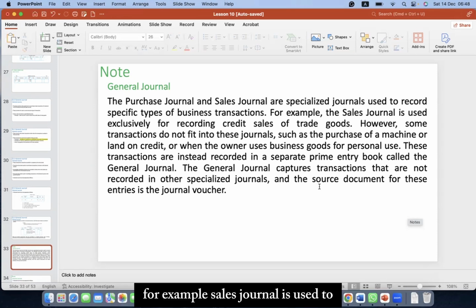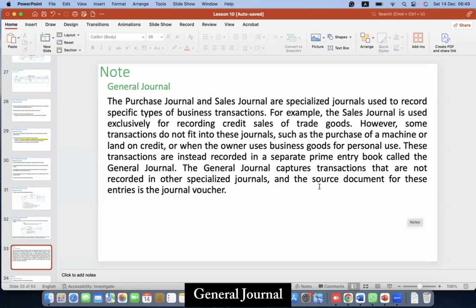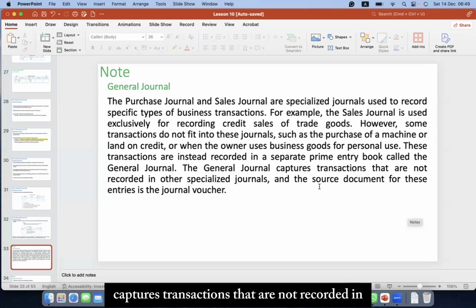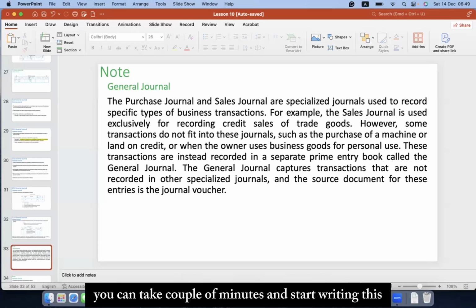For example, the sales journal is used exclusively for recording credit sales of trade goods. However, some transactions do not fit into these journals, such as the purchase of a machine or land on credit, or when the owner uses business goods for personal use. These transactions are instead recorded in a separate prime entry book called the General Journal. The General Journal captures transactions that are not recorded in other specialized journals, and the source document for these entries is the journal voucher. Okay, you can take a couple of minutes and start writing this.